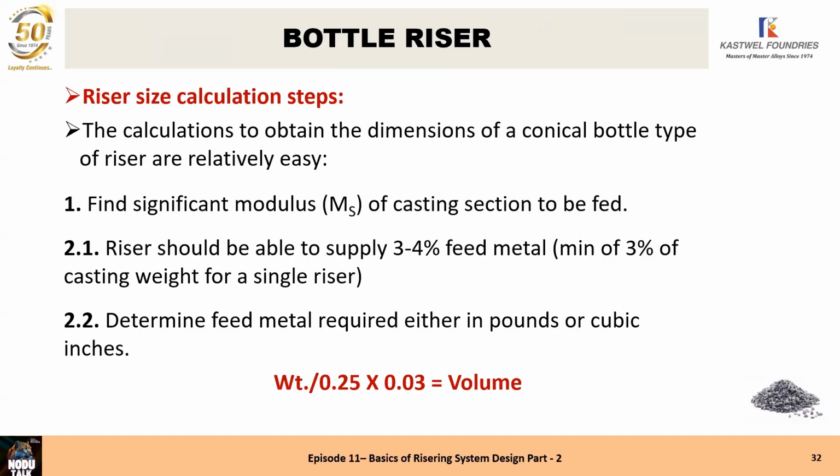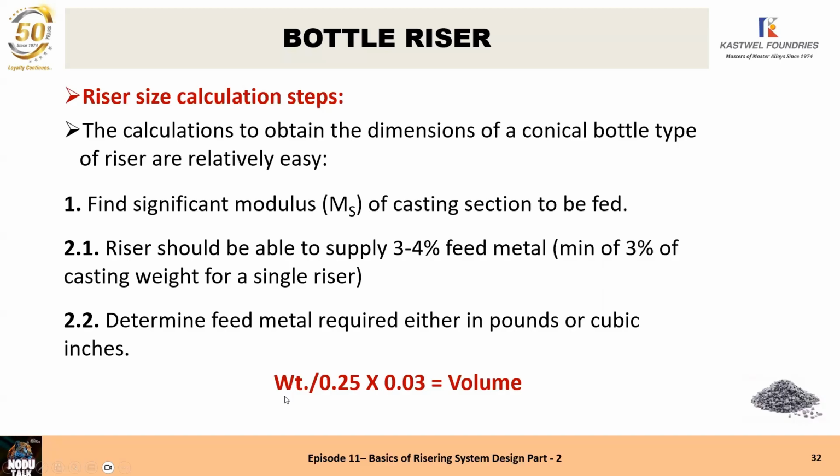First, we find the significant modulus of the casting section to be fed. We have seen that. The riser should be able to supply 3 to 4%, but I normally go for 5% to be on the safe side. Riser should be able to supply 3 to 4% feed metal, minimum of 3% of casting weight for a single riser. I take it as 5%. Then determine the feed metal requirement either in pounds or cubic inches through the equation given below.